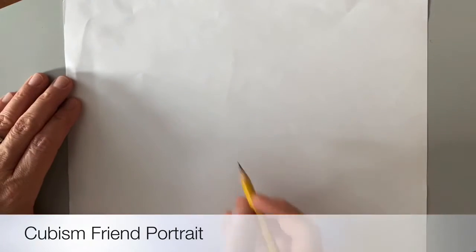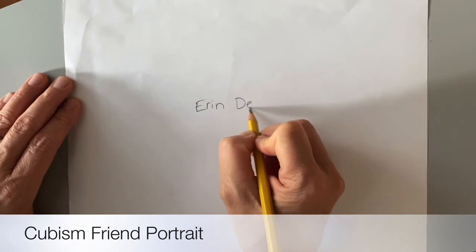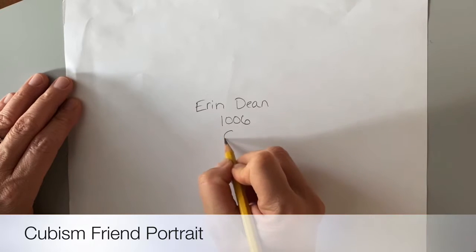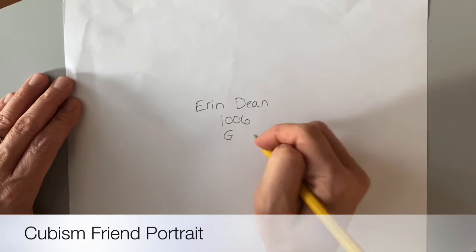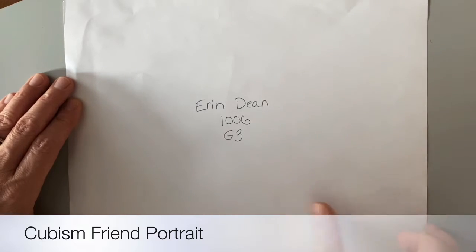Okay, we're gonna start with our name and room number on the back, first name and last name, room number, and your grade level. So you can write G1 for first graders, G2 for second, G3 for third grade. And then you're gonna flip it to the front.